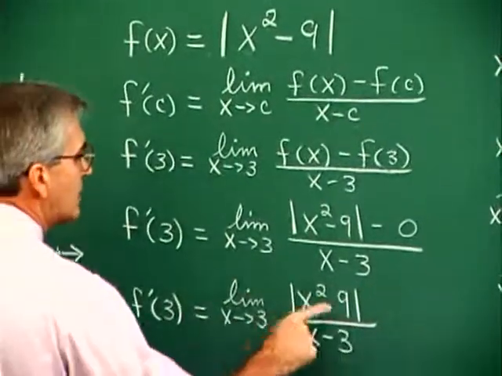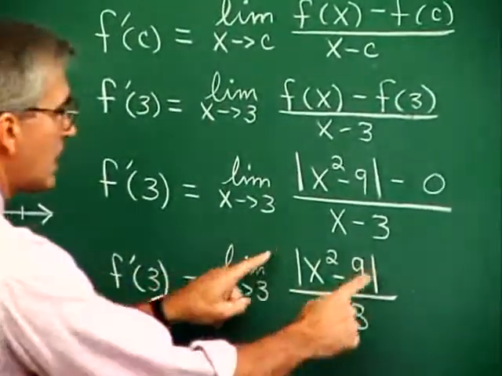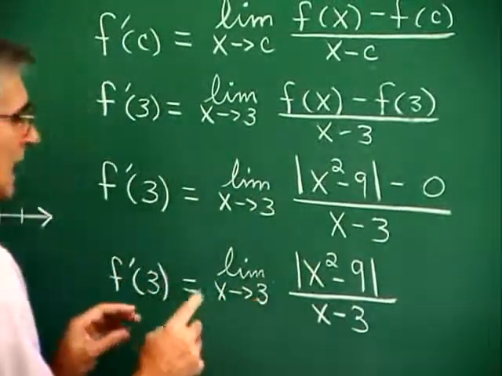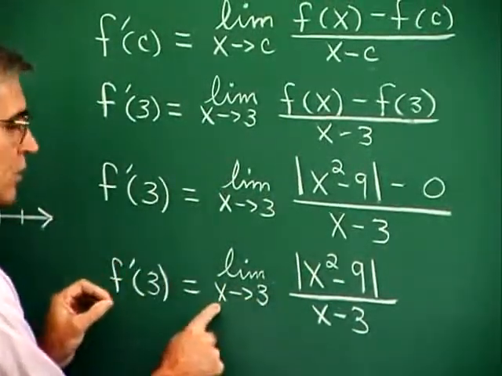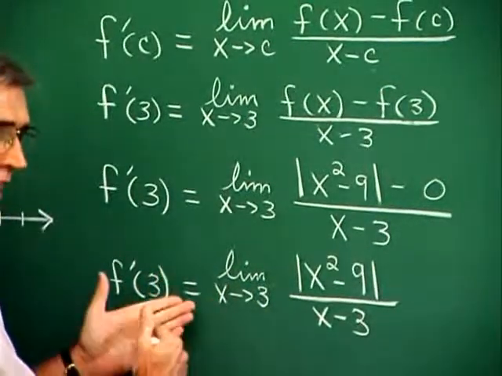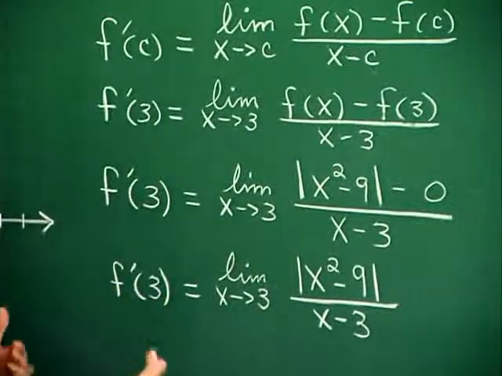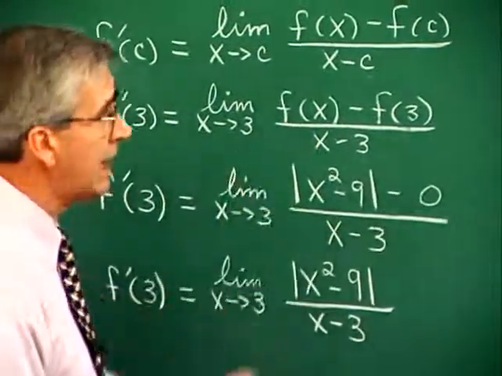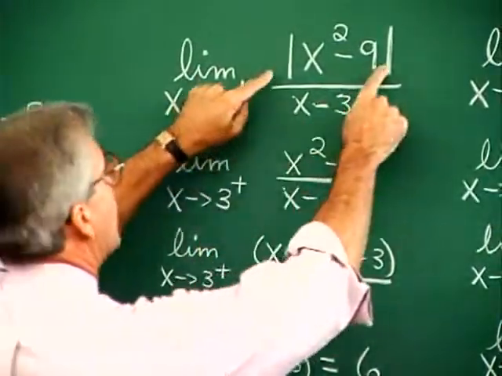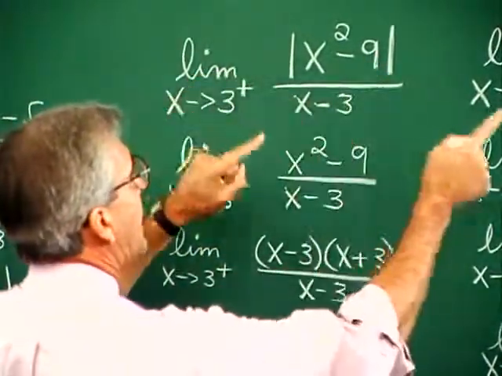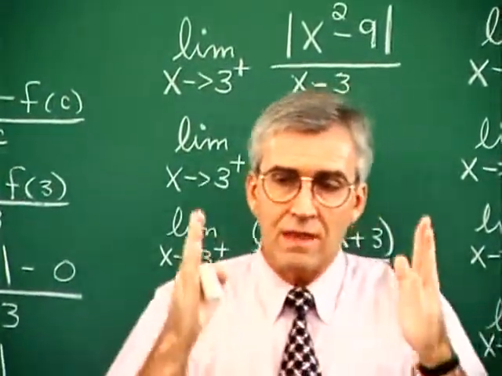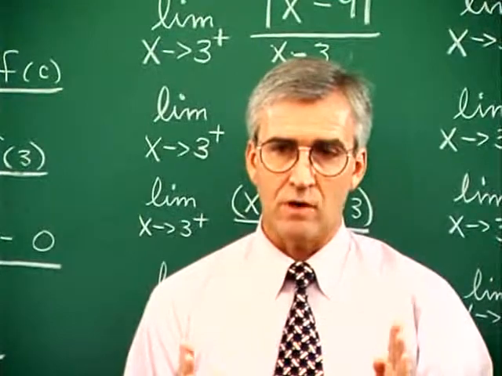Well, we have this, and it turns out that in order to deal with the absolute value expression, we need to think about what's going on as we approach 3 from right and left. So we'll think about this limit as x approaches 3 from the right and as x approaches 3 from the left. Let's look at it up here. The limit as x approaches 3 from the right of this. Now, we need to look at it in the two different ways, because as we approach from one side, we're taking the absolute value of a positive number.